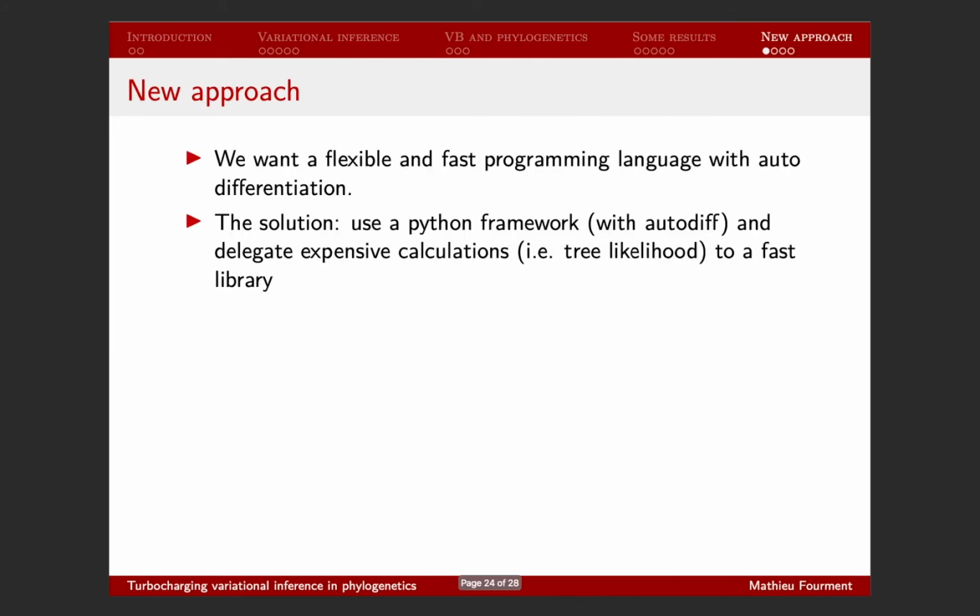So what can we do about this? Really, we want something flexible and fast with automatic differentiation. That's a lot to ask. So one of the solutions we opted for is to use a Python framework where we have automatic differentiation and give the slow calculation to another library, a specialized library especially for the tree likelihood.